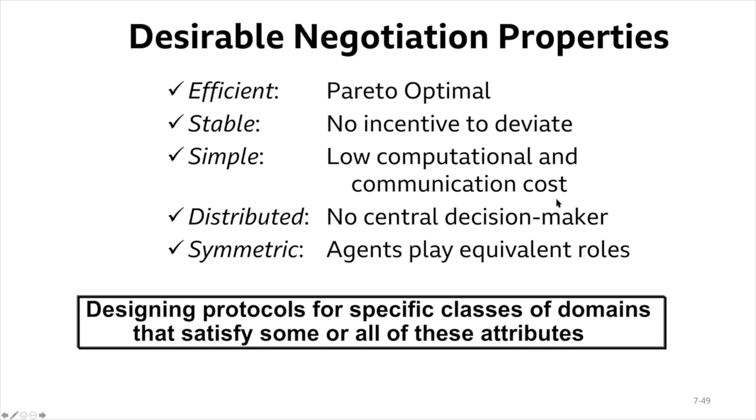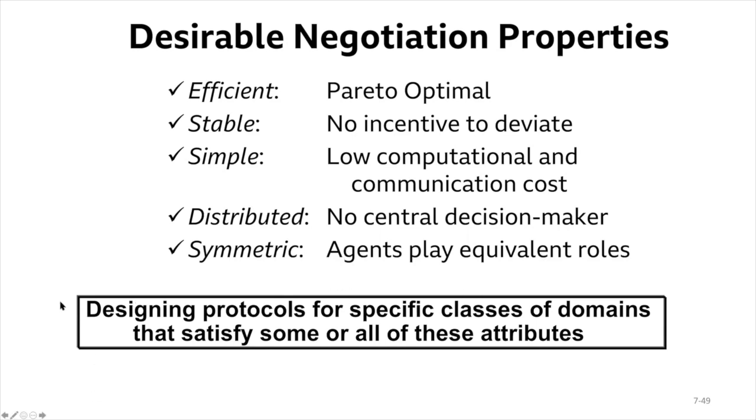As much as possible, we want it to be distributed. That is, we don't want any central decision maker. We want the decision making to be distributed across the entire system so that there is no central point of failure. And finally, we want it to be symmetric. So we want the agents to play equivalent roles, or to put it another way, we don't want negotiation to favor any individual agent. We want all of them to be equal players in the negotiation scenario.